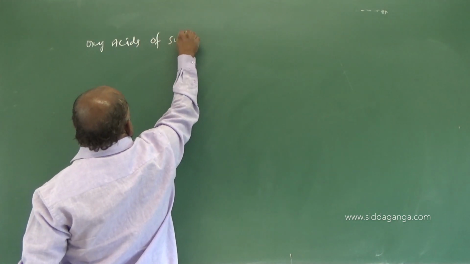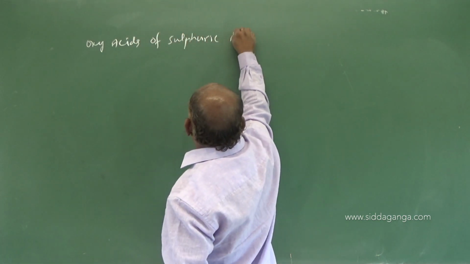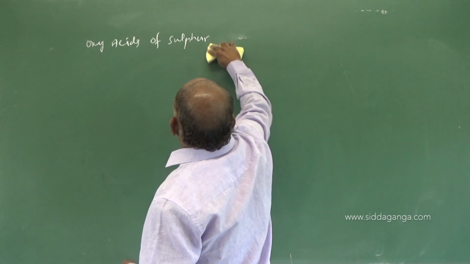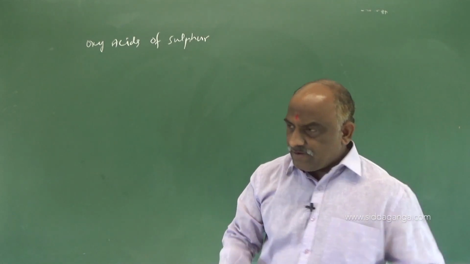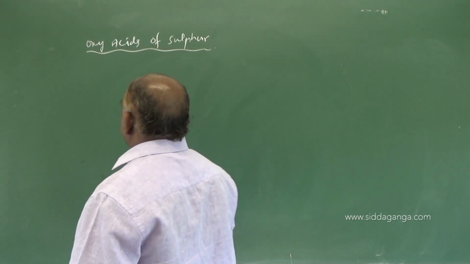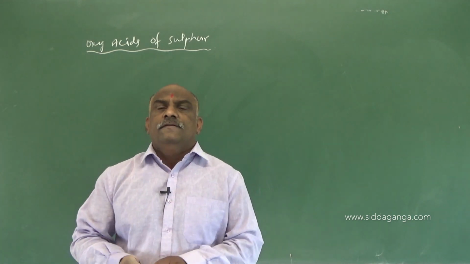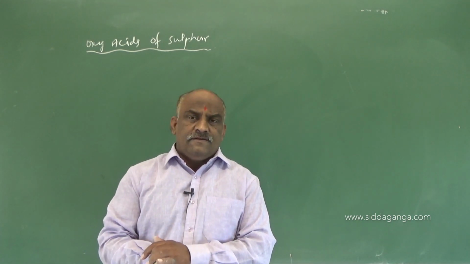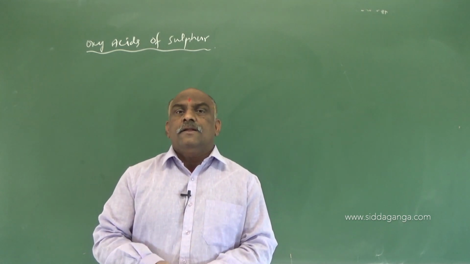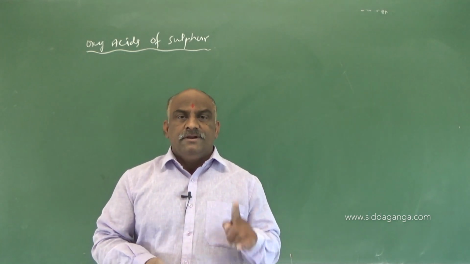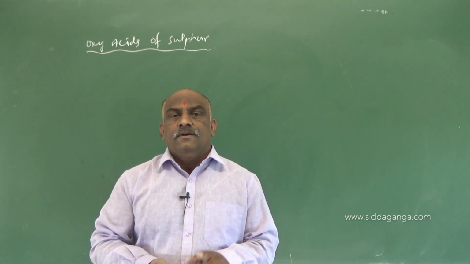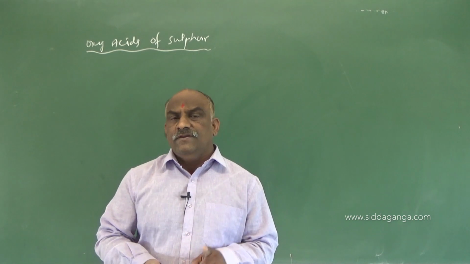Oxyacids of sulfur. So, here, my dear students, this is very important. Sulfur oxyacids are classified into 4 categories. Whatever the category is, the central atom sulfur undergoes sp3 hybridization, with tetrahedral geometry, and all oxyacids of sulfur are dibasic. Basicity 2. This is very important.